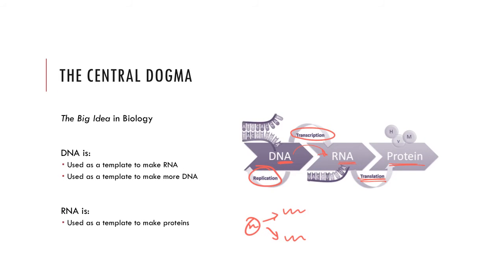So DNA is going to be used to make more DNA or to make RNA via the processes of replication and transcription. RNA is going to be used to make proteins, and ultimately DNA stores the information to make proteins, again, just through an intermediary.